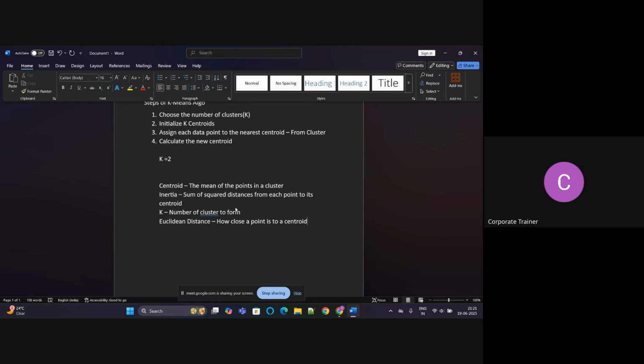Here I write: how to choose K. This is the big question some people ask. So here you have to remember two things, one method and one score. I'll tell you the method, it's called the elbow method. The elbow method is nothing but a plot of inertia.